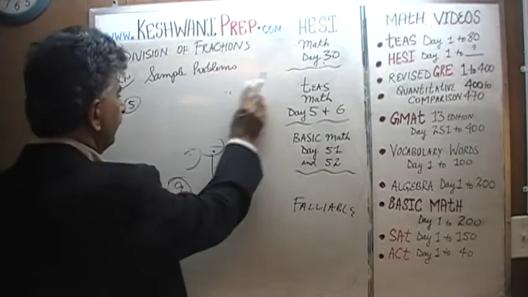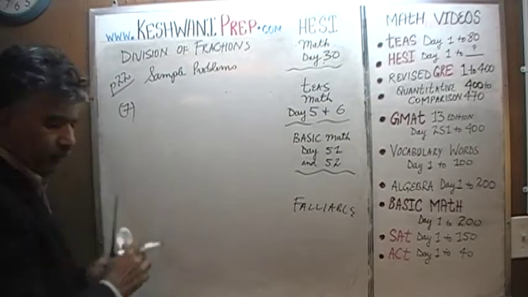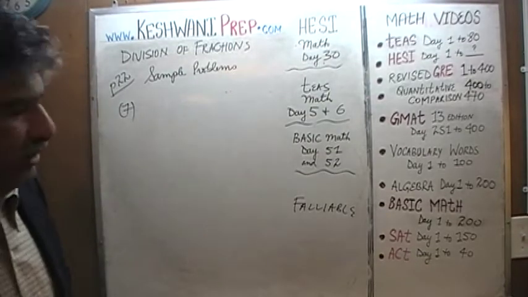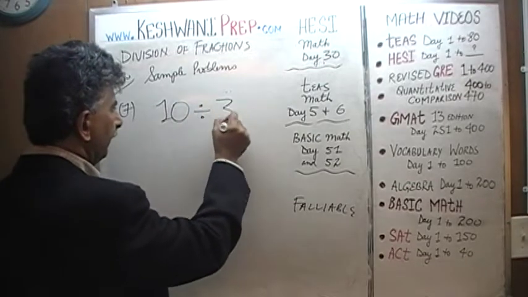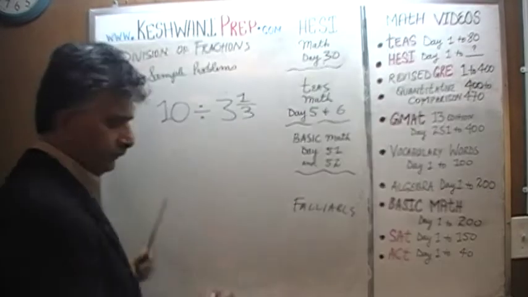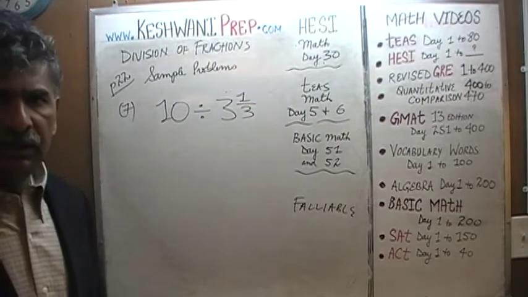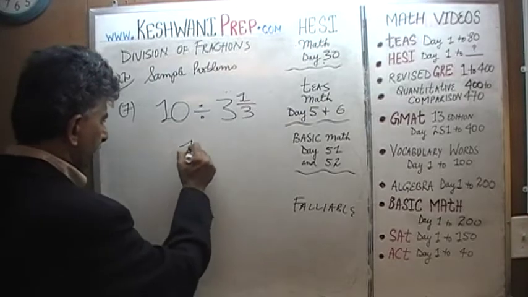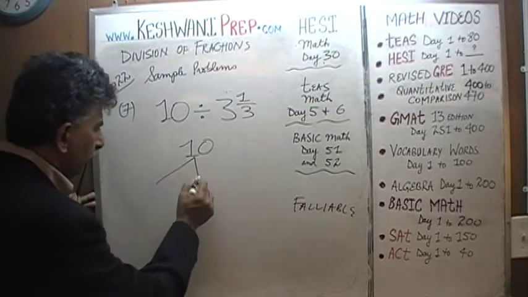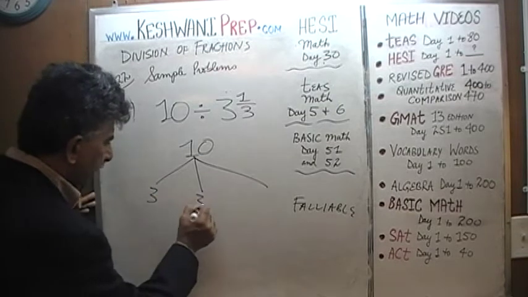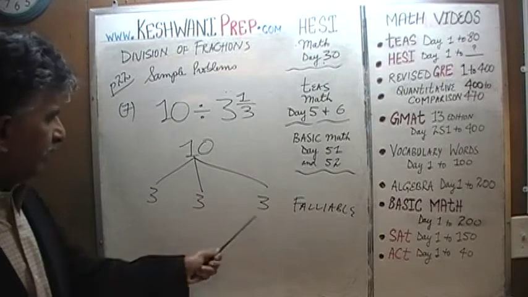Let's do number 7. Number seven is again just as silly a question. 10 divided by 3 1/3. How many 3 1/3 do you suppose 10 has? Let's take a look. 10 can be broken up into 3, 3, and 3. 3 plus 3 is 6, 6 plus 3 is 9. We don't have 9, we have 10.